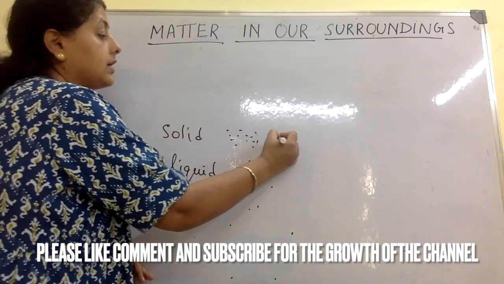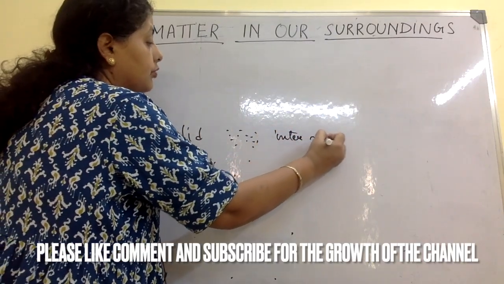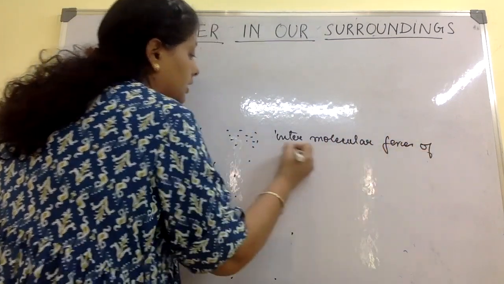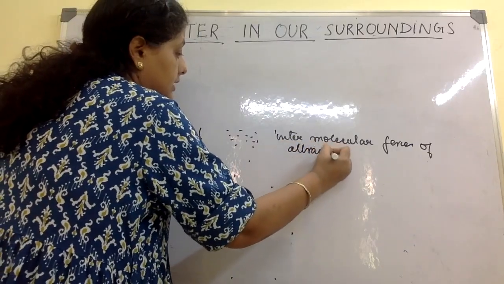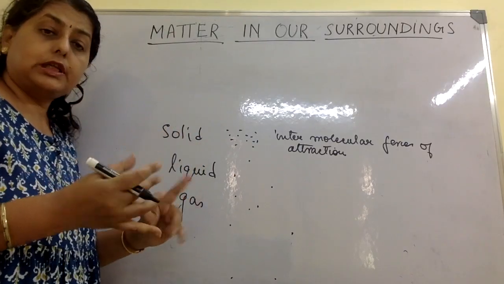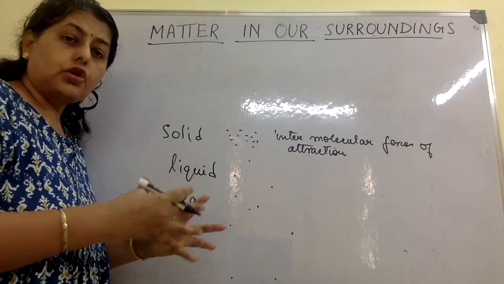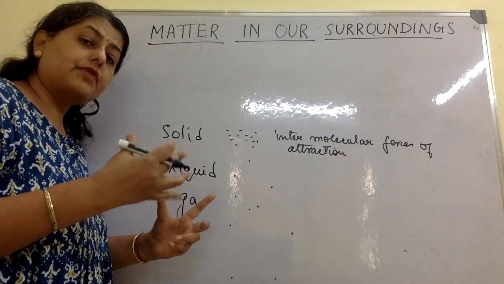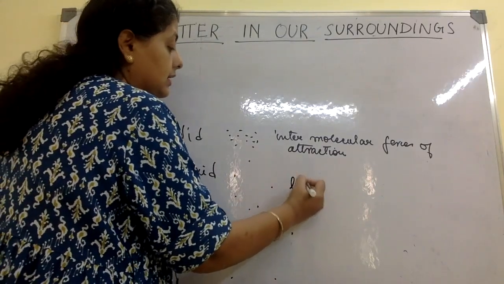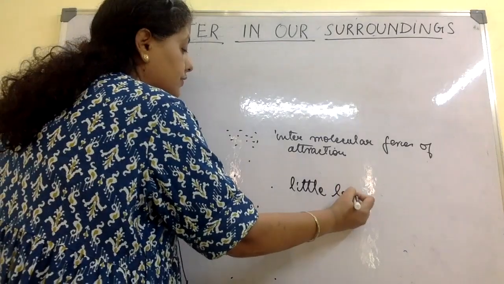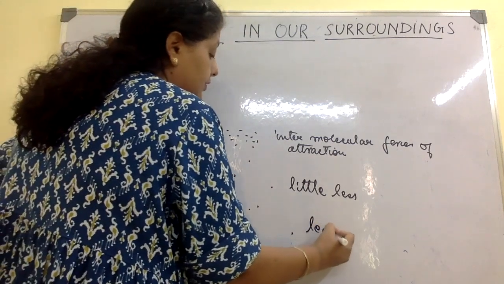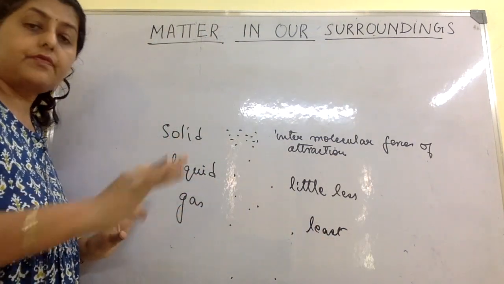That means the intermolecular forces of attraction are very high. That means one molecule is attracting another molecule with a lot of force. They are very closely attracted to one another. In liquids it is a little less. So the intermolecular force of attraction is a little less for liquids and least for gases. That is why gases can stay far away.